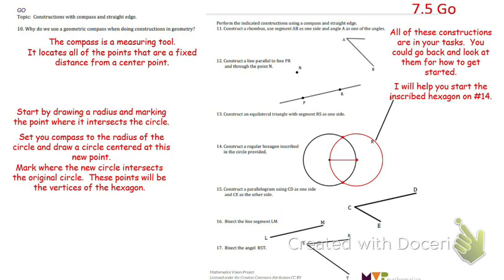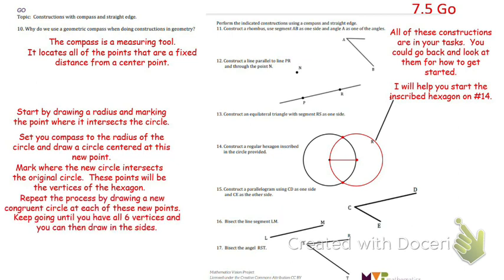So I'm just going to repeat my process. I have my radius set on the compass. I have found the center. Now I'm going to pick my compass up and go to that new center, that next point where those 2 circles intersected, and draw another circle. I'll mark where that circle now touched. Repeat the process, draw another circle, find where that circle touched the original circle, and just keep going around until you have all 6 vertices.